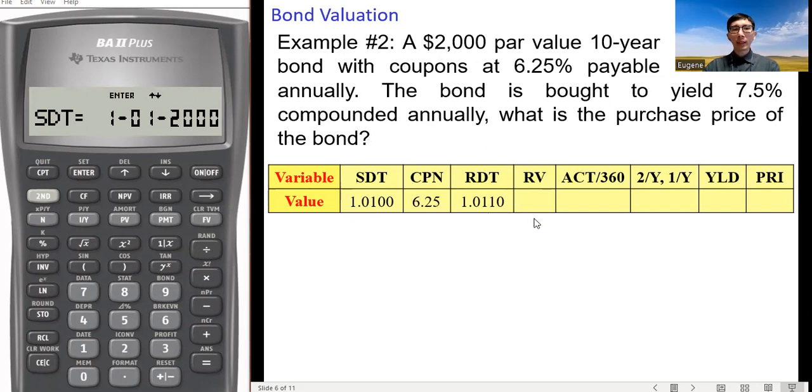And then the redemption value, by default, 100. We use the ACT day count method. The coupons are payable annually. So coupon per year is 1Y. And then YLD, the nominal market rate, 7.5%. And we need to get the PRI.